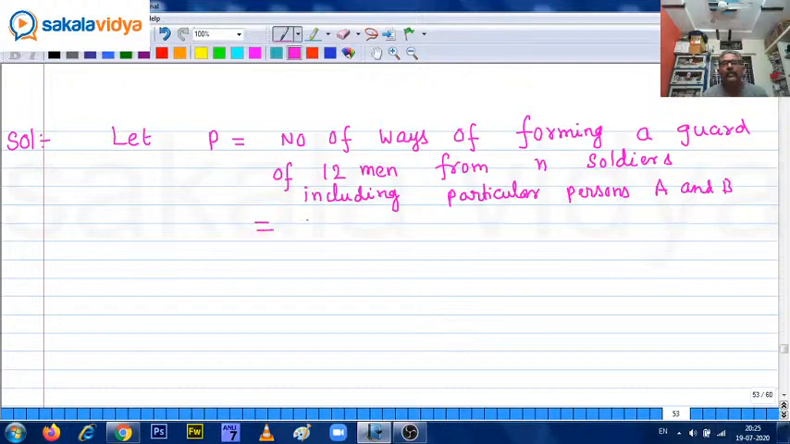So that equals n minus 2 C, since already 2 persons are included. Now 12 men are to be selected, 12 minus 2, that is n minus 2 C 10. This is the number of ways of forming a guard of 12 men from n soldiers, including particular persons A and B, which is n minus p C r minus p. Here p is 2 and r is 12. So n minus 2 C 10.